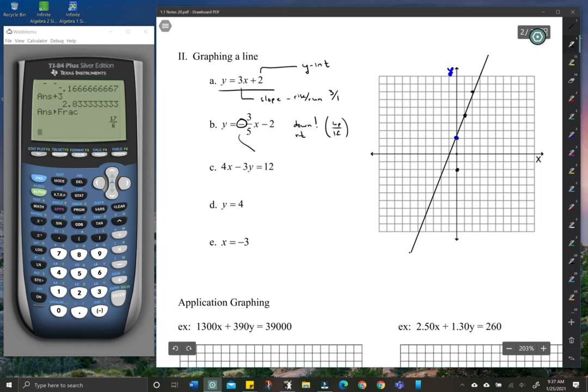Likewise, 1, 2, 3, 1, 2, 3, 4, 5. Students always mix up negative slopes, and it's just they're going down. That's all. Going downhill.